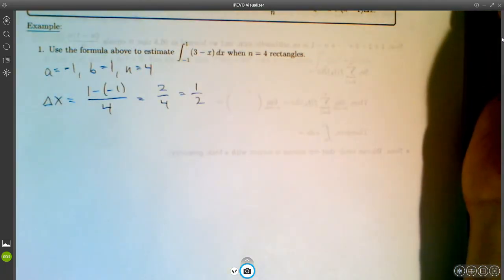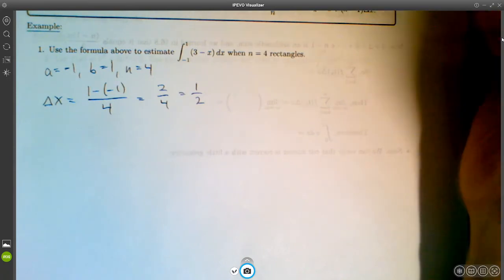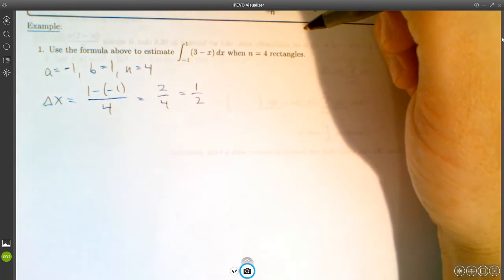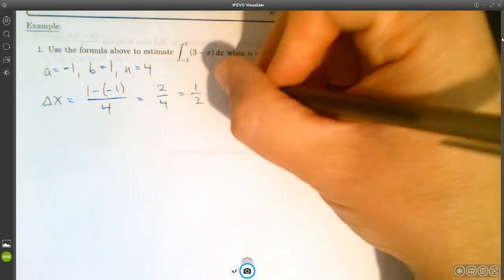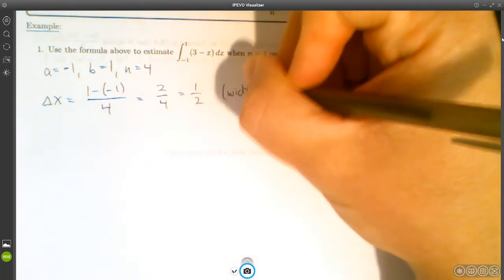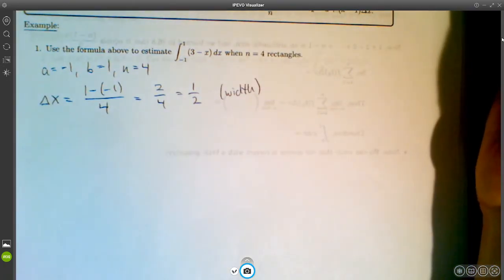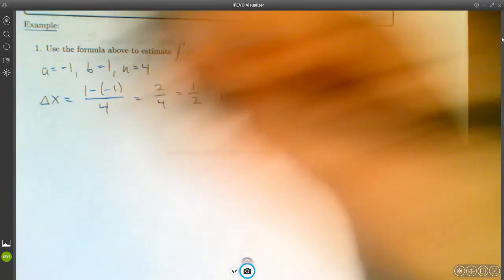Okay. So that's the width. That's the width of each rectangle that we're going to be using. So this is the width. What about the height of the rectangles? Well, the height of each rectangle is going to be different. The height of the first rectangle, right?